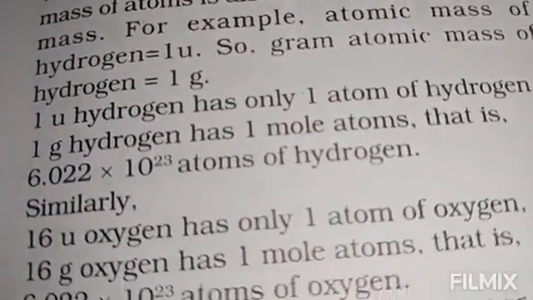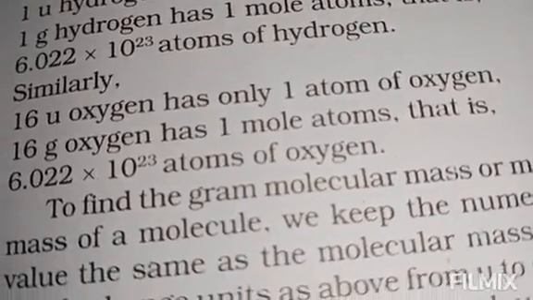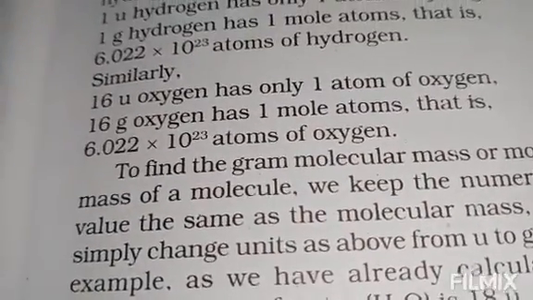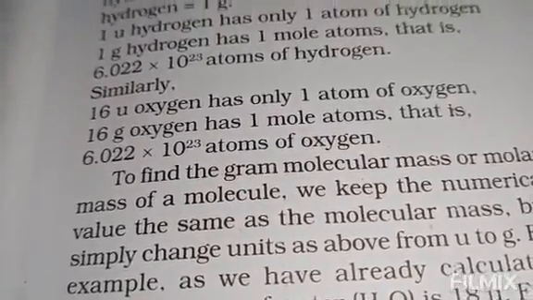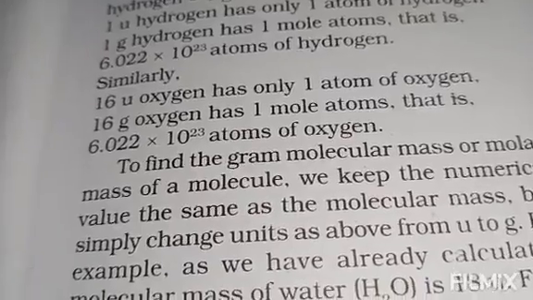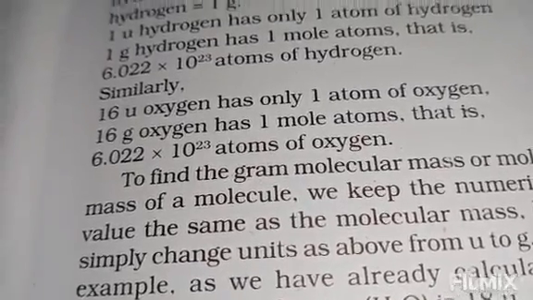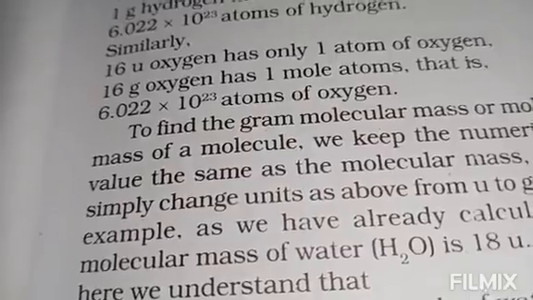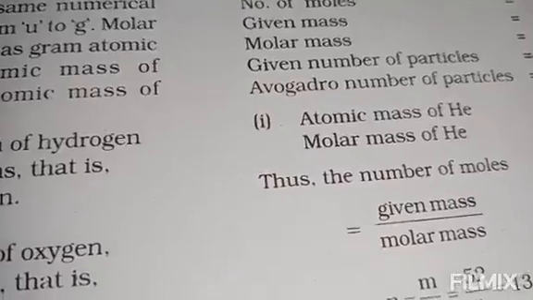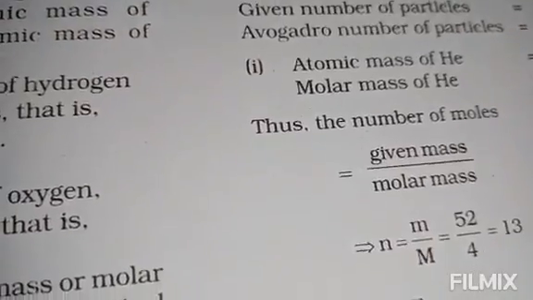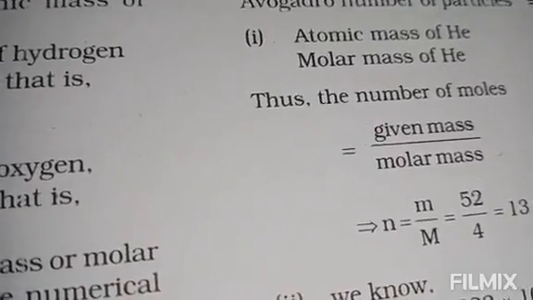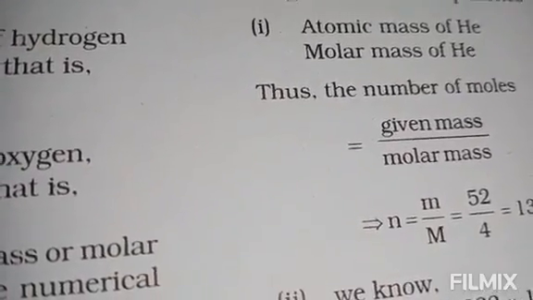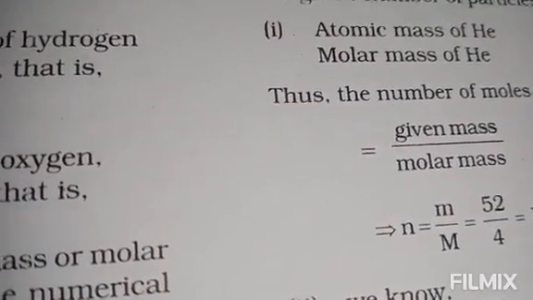Now we'll see how to find out the gram molecular mass or molar mass of a molecule. In order to find that, we need to understand some formulas. First one: number of moles equals given mass by molecular mass. In short, small n indicates the number of moles, small m is the given mass, and capital M means the molecular mass. This is the first formula to find moles.